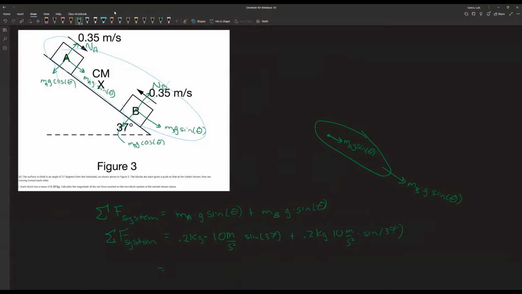And so this comes out to 10 sine of 37. That's a 3, 4, 5 triangle. This is 4, this is 3, this is 5. Sine of 37 degrees is going to be 3 over 5, I believe. Actually, no, let's just leave it at that.